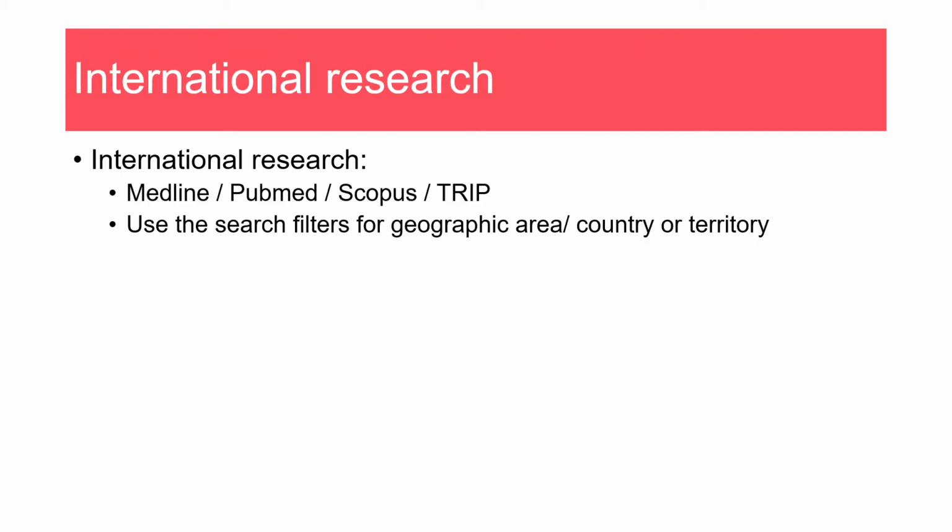If you are looking for international articles, for example randomized control trials or literature reviews or systematic reviews, you can search the international research in the same way that you would search for a paper based in the UK. You can do a systematic search on Medline or PubMed, Scopus and Trip. You use the search filter for geographical area or country or territory to restrict your publications. So now I will demonstrate in two different databases. Firstly, I will show you how to find international papers in Trip, and secondly, I will show you Scopus.